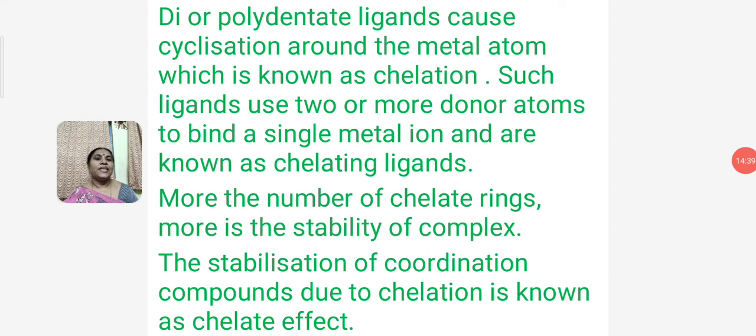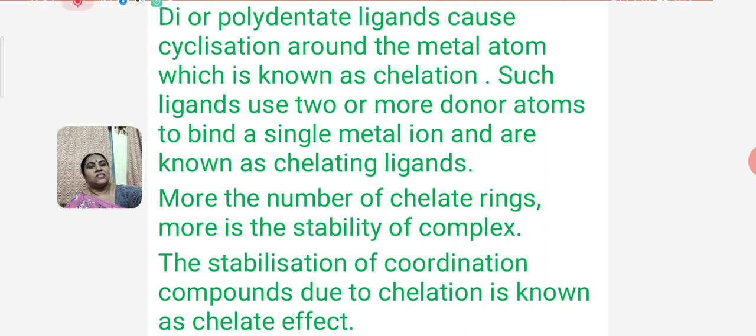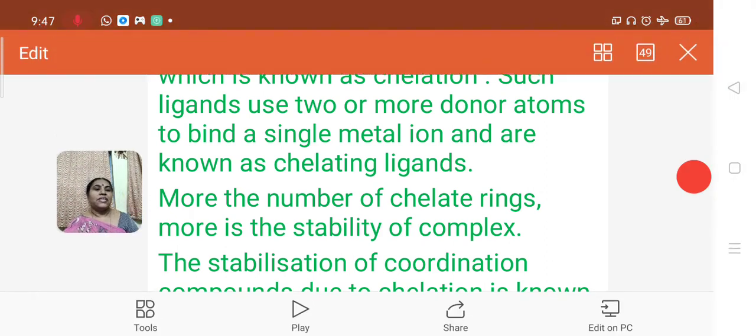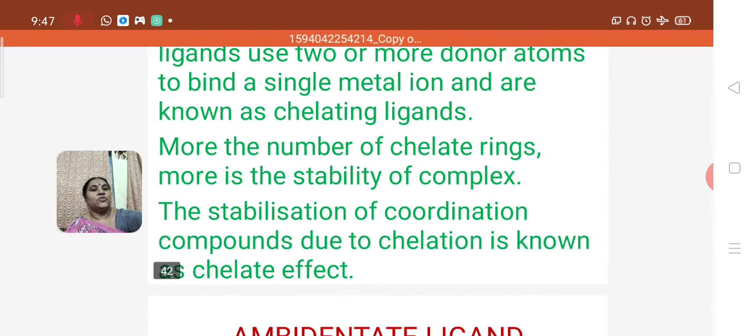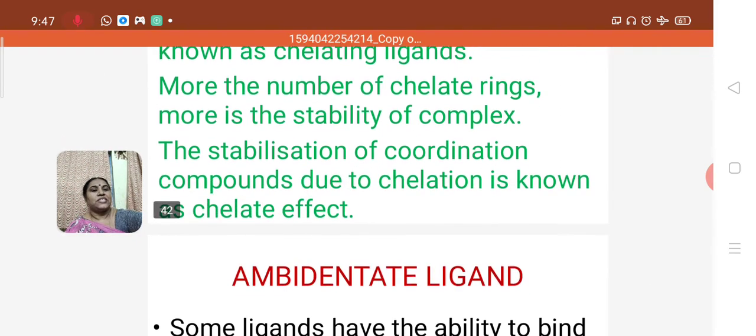If a chelating ligand is present in a complex, the complex is more stable, and the more the number of chelate ligands, the more is the stability of the complex. The stabilization of a coordination compound due to chelation is known as the chelate effect.